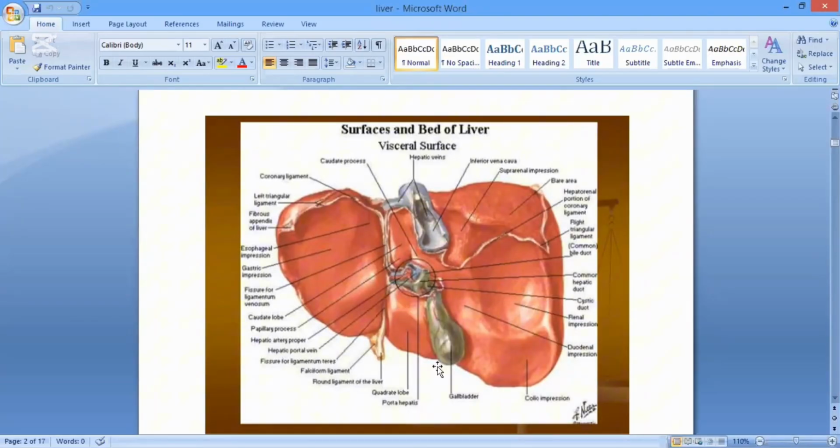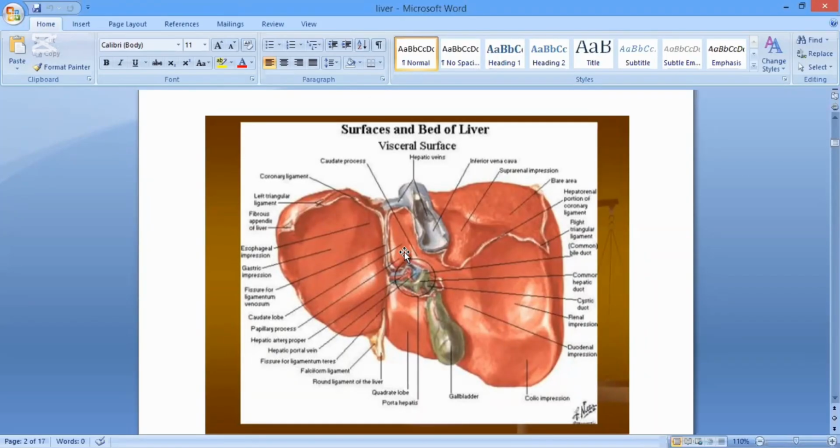That is quadrangular or rectangular in shape, and it is bounded anteriorly by the anterior border, posteriorly by the porta hepatis, on the right side by the fissure for the gallbladder, and on the left side by the fissure for the ligamentum teres. So this is about the caudate and the quadrate lobes of the liver.